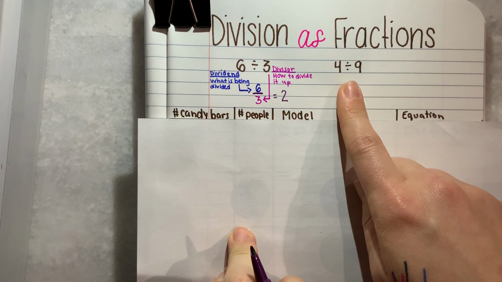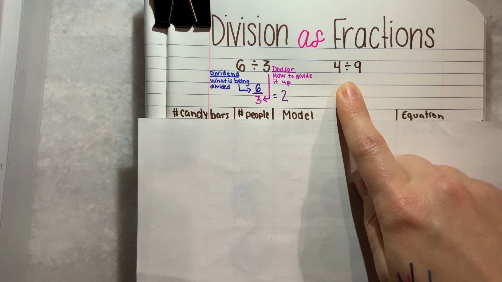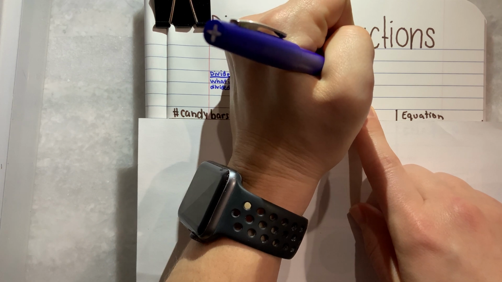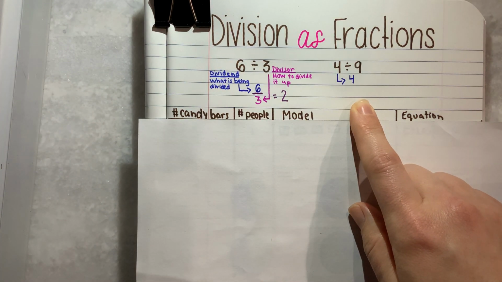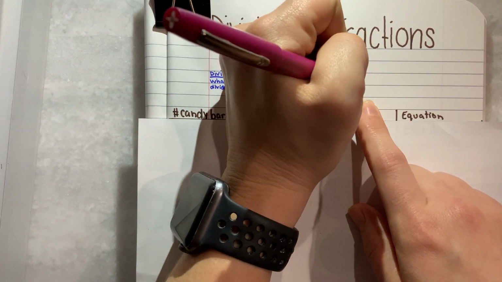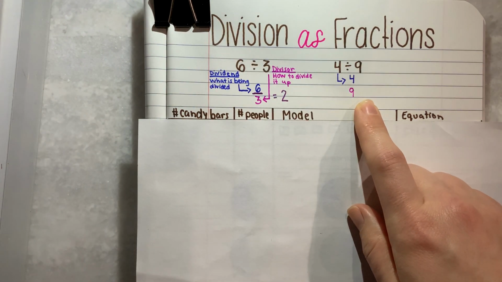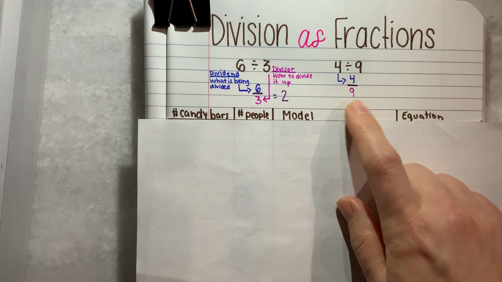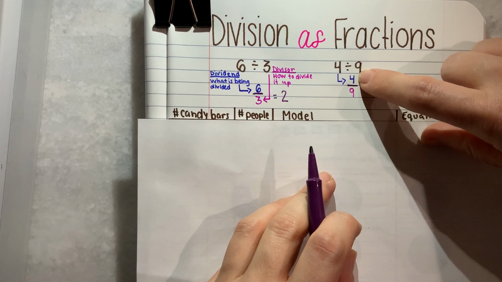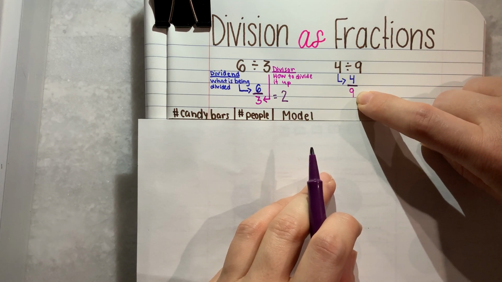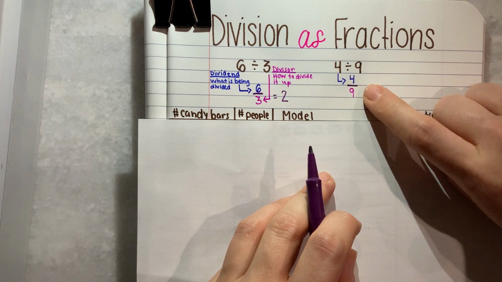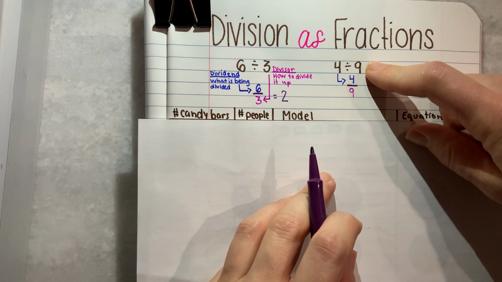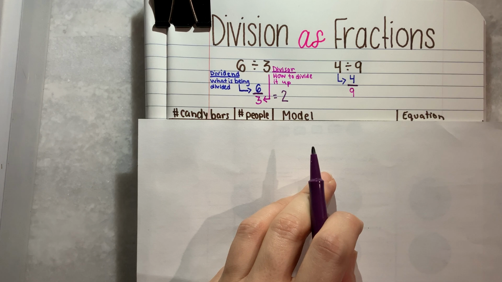But we could also look at this, and again, our dividend, the 4, is our numerator because that's how many I have to distribute and break apart. And then 9 is going to tell us how many we would need in each group. So each whole would have 9 in it. So how can we distribute 4 into a group of 9? We can see that 4 divided by 9 is not going to be a whole number. So that's what it would look like as a fraction.